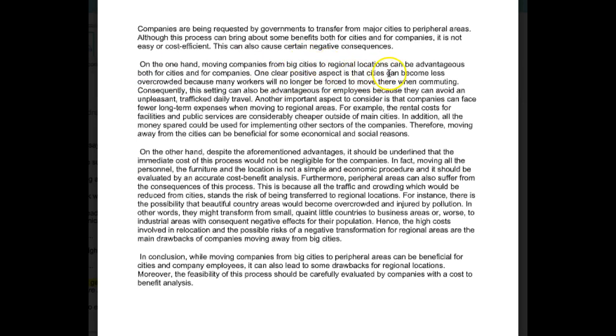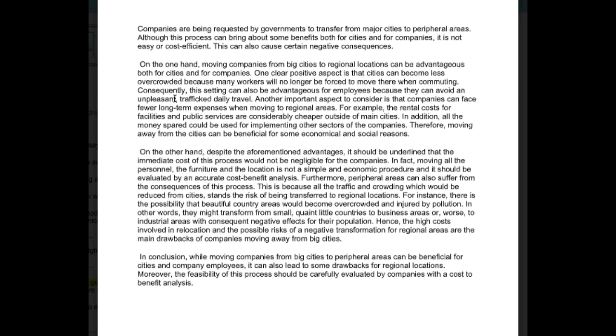One clear positive aspect is that cities can become less overcrowded because many workers will no longer be forced to move there when commuting. Good. Consequently, this setting can also be advantageous for employees because they can avoid an unpleasant trafficked daily travel. There's a better way to say this, but I like the argument. So they can avoid an unpleasant commute through congested and crowded roads, or an unpleasant commute through traffic.